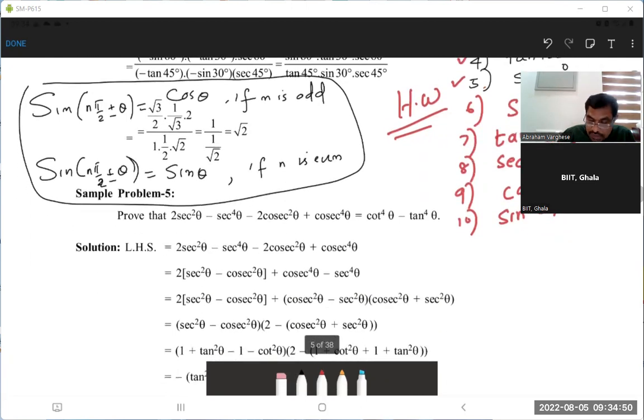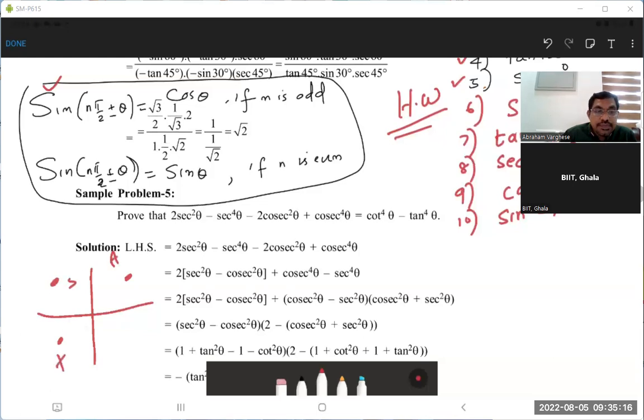And one more thing, how to check which quadrant it lies in. Look at the original function, don't look at the answer, look at the question. If the function is in the first quadrant, all are positive. If it is in the second quadrant, only sine and cosec are positive, remaining all negative. Third quadrant, tan and cot will be positive. And fourth, cos and sec are positive, remaining all negative. Accordingly, you can give the positive or negative sign for the value. So this is the idea.